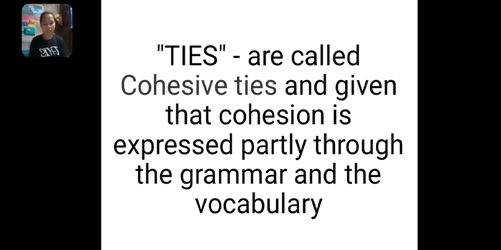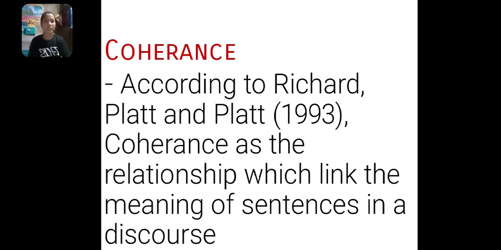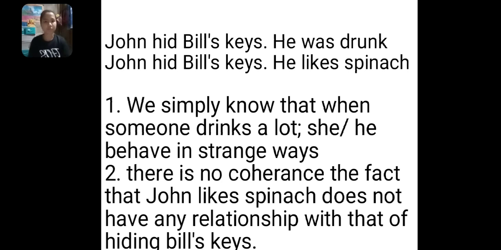Given that cohesion is expressed partly through the grammar and partly through the vocabulary, there are different types of cohesive ties, such as reference, substitution, ellipsis, discourse markers, and lexical cohesion. Last is coherence. According to Richards and Platt, 1993, coherence is the relationship which links the meaning of sentences in a discourse. Let's see two examples of coherence.